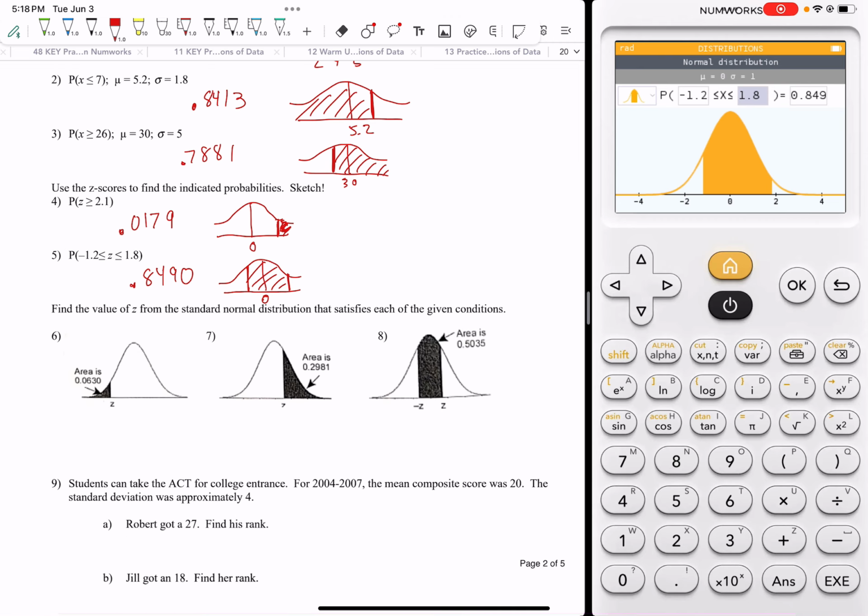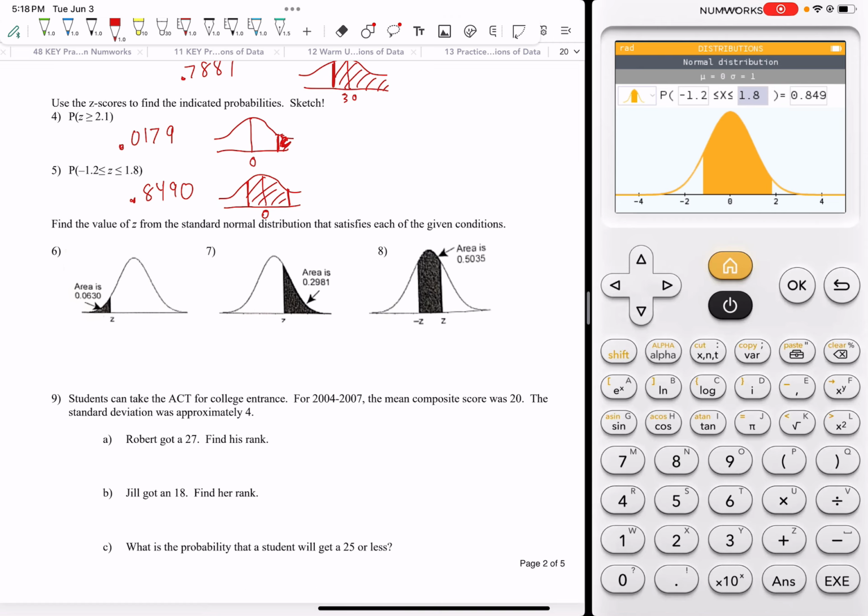Pretty easy. I hope you're feeling comfortable. Okay, 6, 7, and 8. Now we have the area, and what you have to pay attention to is what we're looking for. We want the value of z. We want the z-score. So what's nice about that is we're already set up for it. Again, our mean is 0, our standard deviation is 1. You can see that on the calculator. So all I have to do now is look at the graph, and I see that the shading is left, so it's going to be less than.